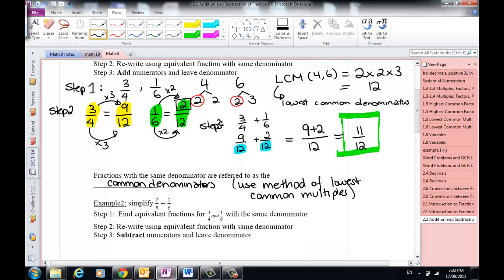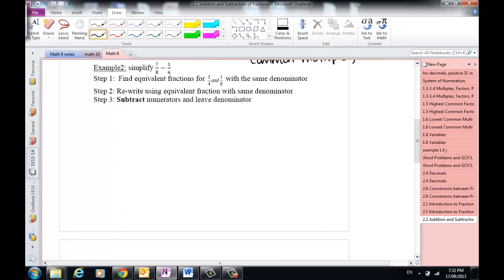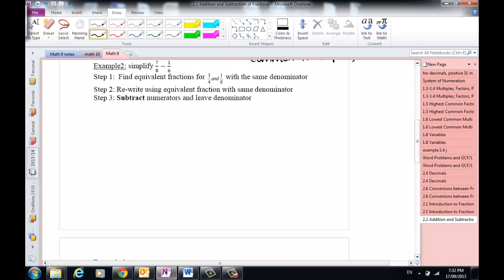Alright, let's do another example. This time we're going to have subtraction. So it's the same steps. The first thing, we need to find equivalent fractions for the two fractions with the same denominator. Then we're going to rewrite using equivalent fractions with the same denominator. And then because it's a subtraction, we simply subtract the numerators and leave the denominator.